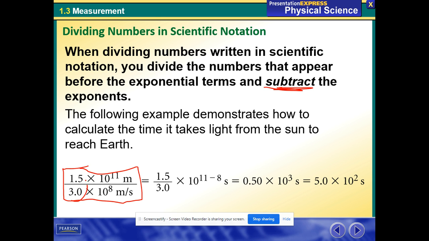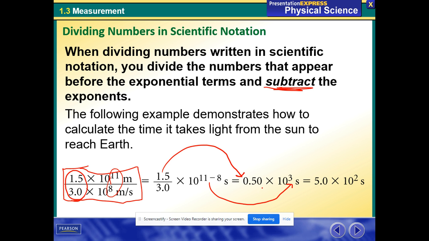Notice that the numbers out front, we're going to divide those. 1.5 divided by 3, that got us our 0.5, because that's 1/2. Then what we did is our exponents, you subtract them. So 11 minus 8, this is what got us our 3.